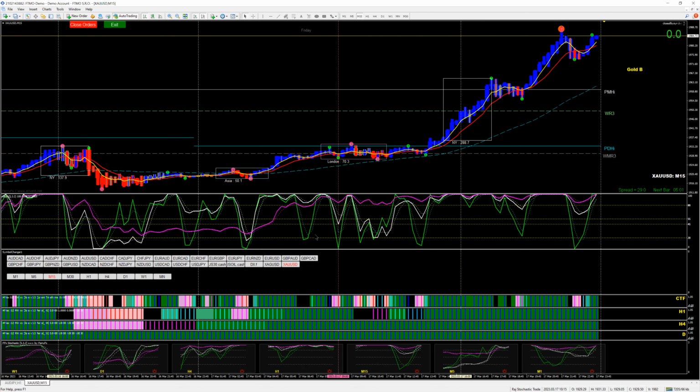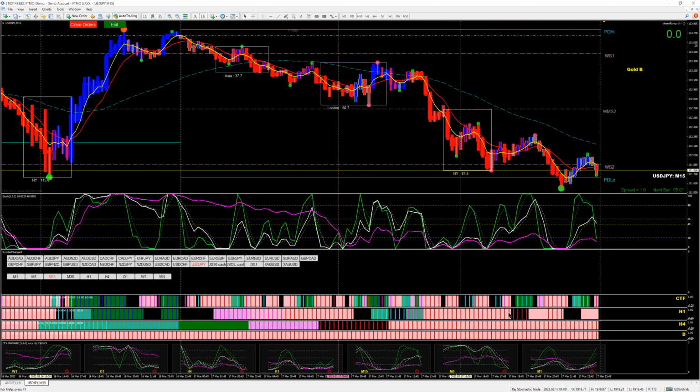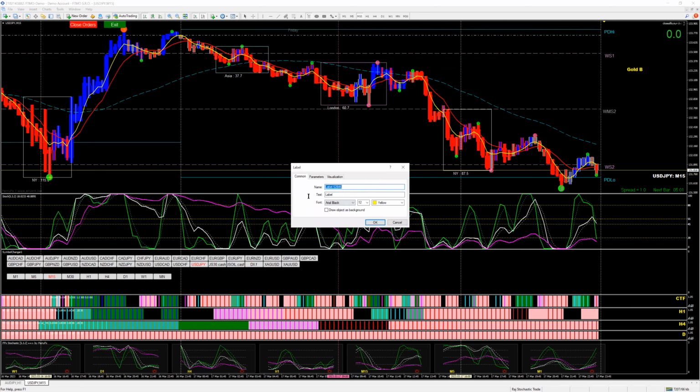Okay. Next thing I'm going to look at is USD yen. USD yen is setting up for a sell. So it's not ready yet, but setting up. UJ set.